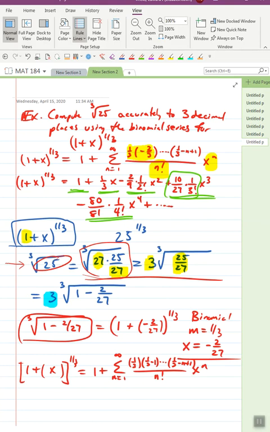And of course, what am I ultimately going to do? I'm going to plug in x equals negative 2/27. And when I plug that value in here, I know that this Maclaurin series will converge to the value I want. Then I'll just need to multiply it by 3. Now the question is, how many terms do I need to use to make sure I've got the accuracy I want? Very quickly, and I am over time now, but if you don't mind, let's write this down quickly, and then you can look at this later.